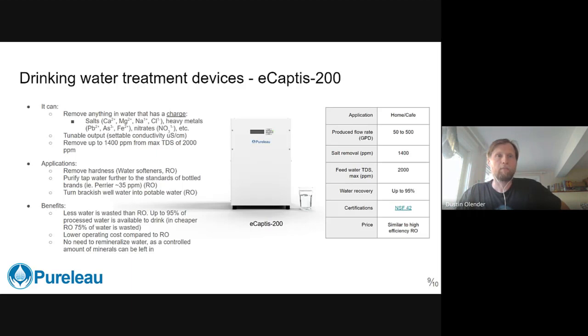On the right, just kind of a miniature data sheet there. Produced flow rates are dependent on how much salt you want to remove, so anywhere from 50 to 500 gallons per day. I think I read that the average person uses 40 gallons per day. So this thing, depending on how much purifying it's doing, can support one person to a family kind of thing. It could also work in, say, a cafe, if you're wanting to make coffee. So, hundreds of cups a day, no problem.